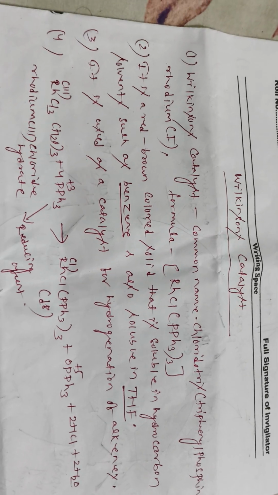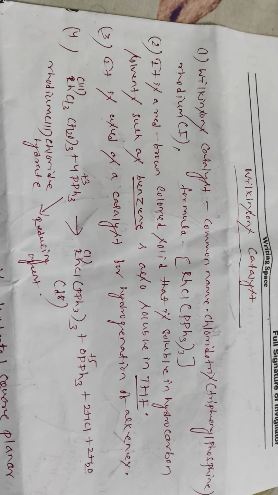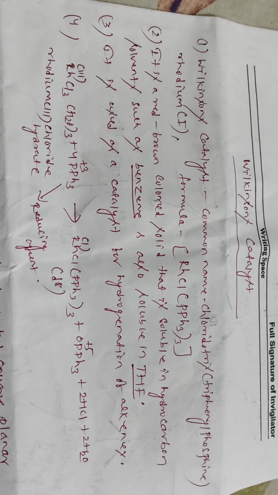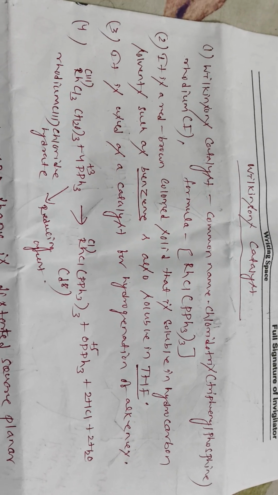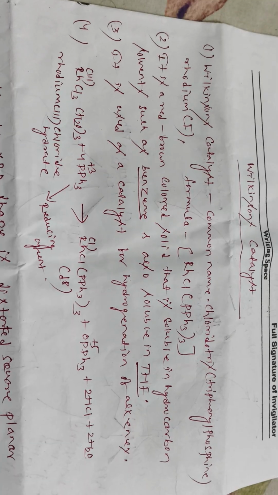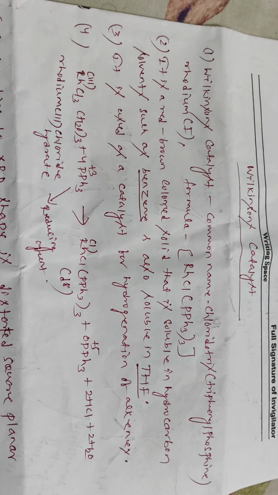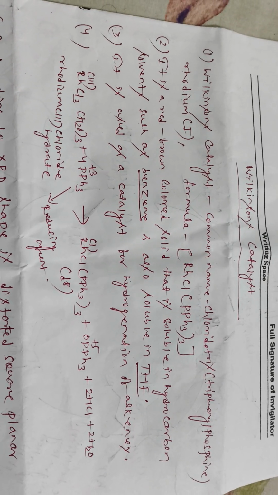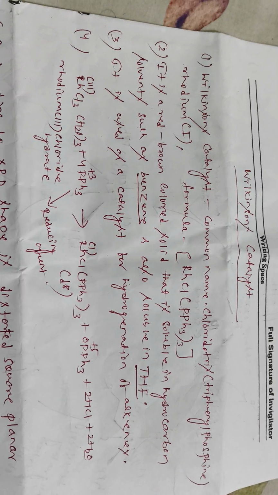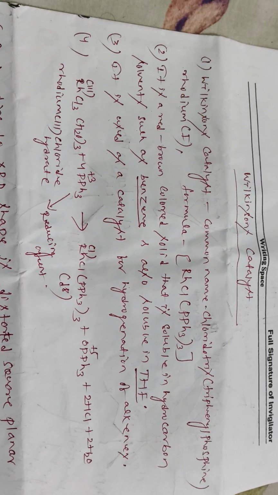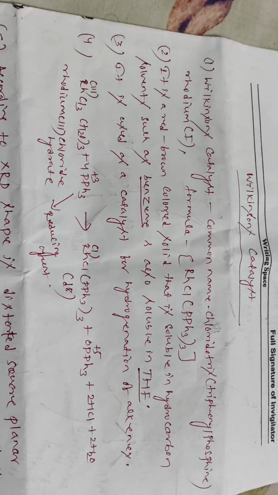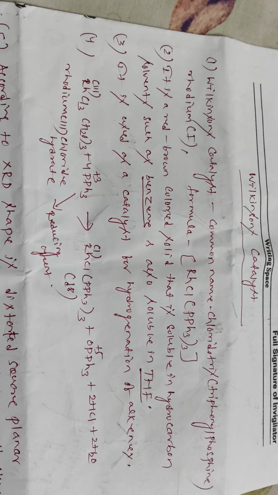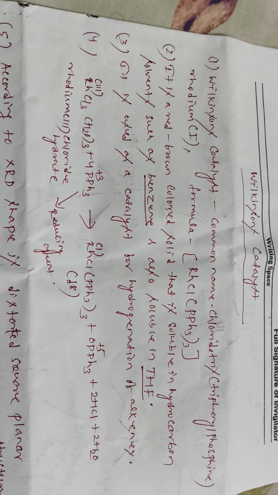So here we'll discuss the Wilkinson catalyst. The Wilkinson catalyst is a type of homogeneous catalyst having the common name chloridotris(triphenylphosphine)rhodium(I). That means the oxidation state of rhodium in this catalyst is +1, and this is the formula: RhCl(PPh3)3.